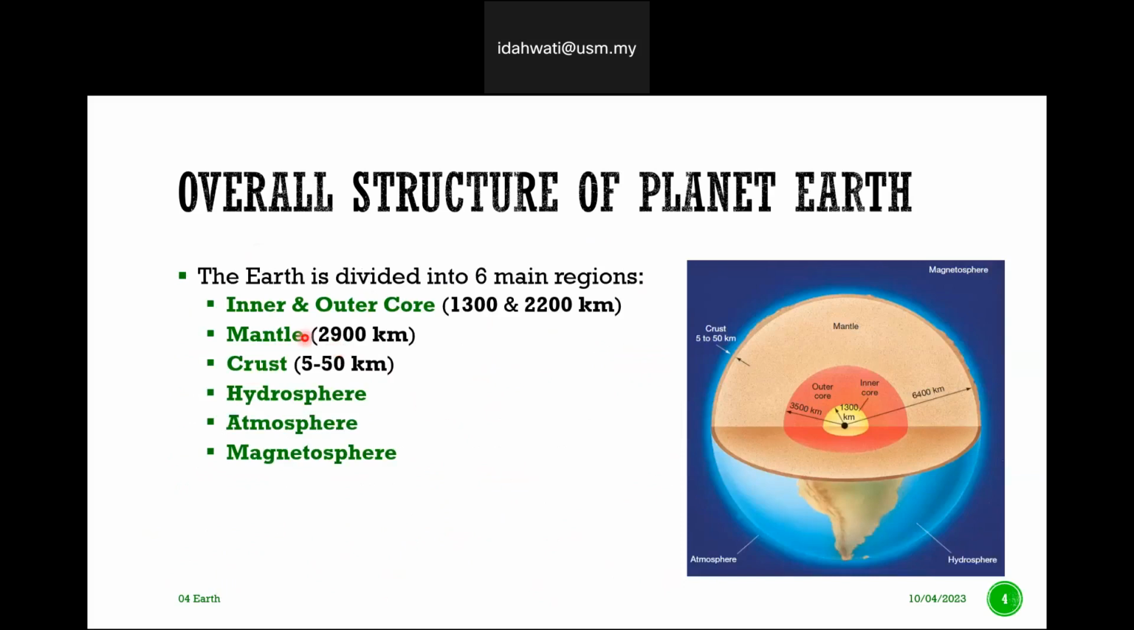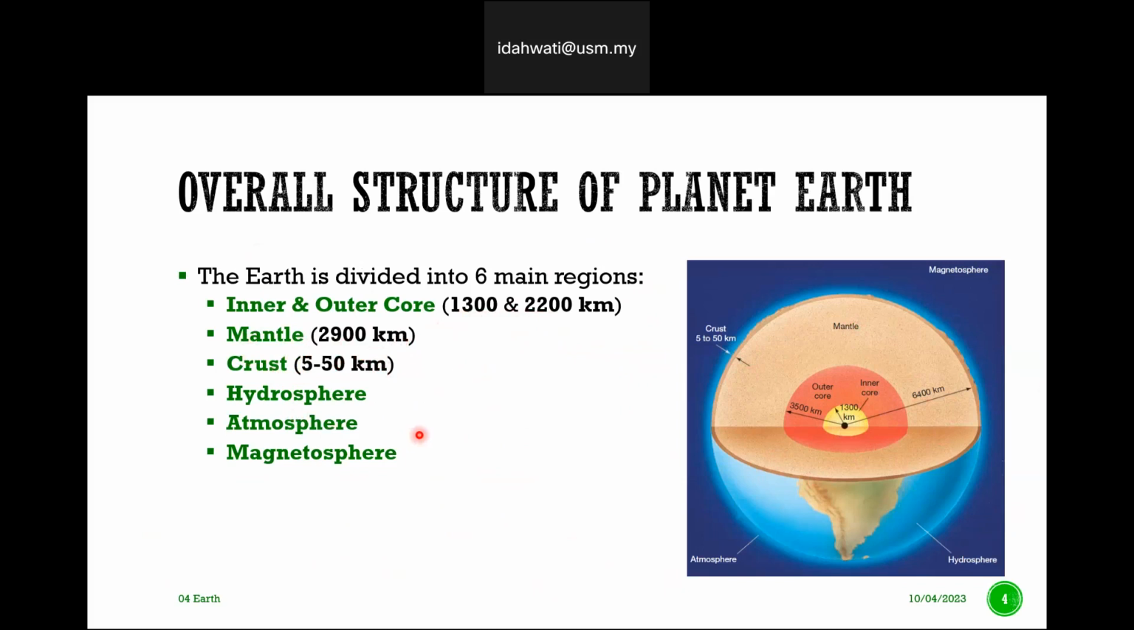Okay, let's go into the regions in our Earth. There are 6 main regions here. If you can see in this figure, you have the inner and outer core, about 1,300 and 2,200 kilometers. The mantle layer is about 2,900 kilometers. The crust is 5 to 50 kilometers.